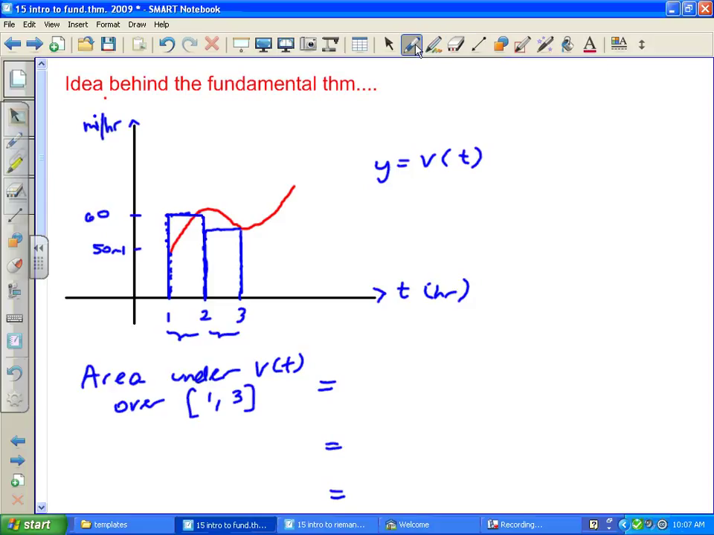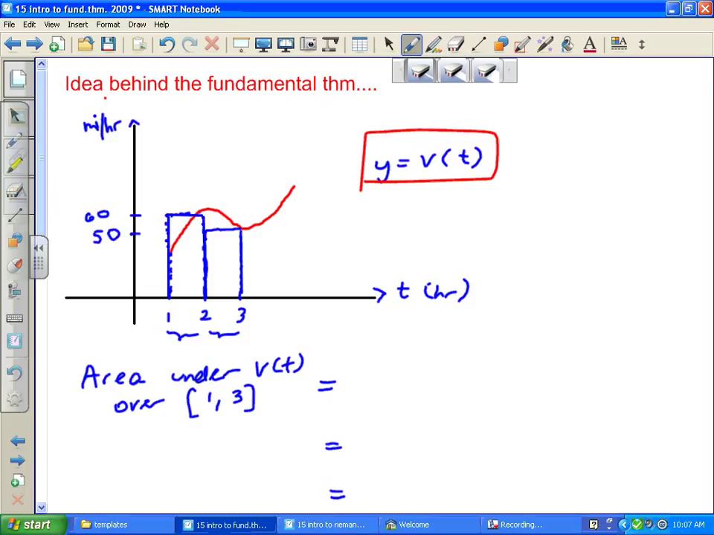OK, so let's suppose that we have a function here. This red curve is y equals v of t, the velocity function. So an object is moving, and we know its velocity at any given time t, where t is in hours. I think I'm going to fix this just a little bit. Make that 50 up there. OK.